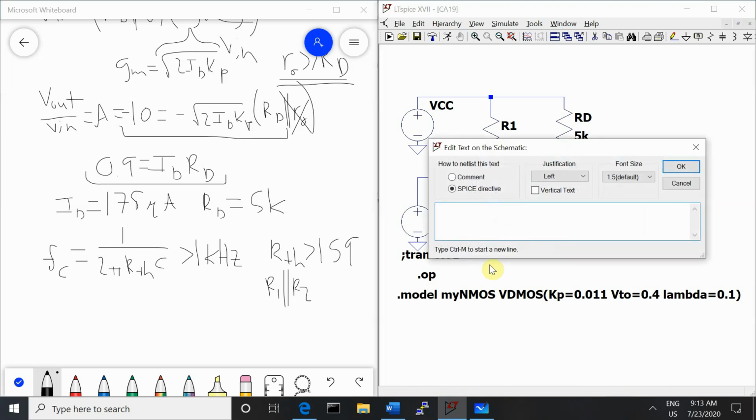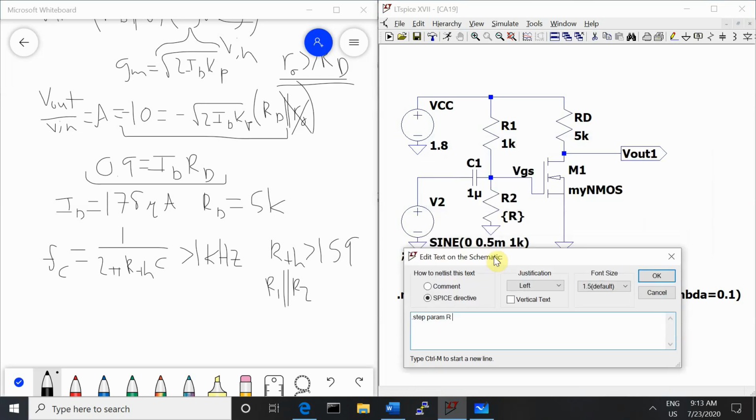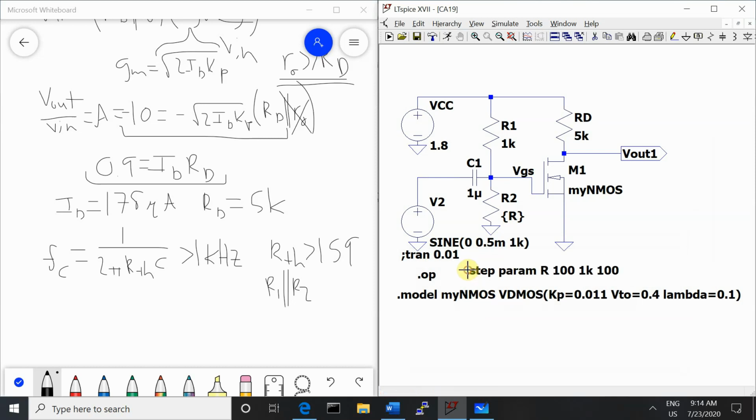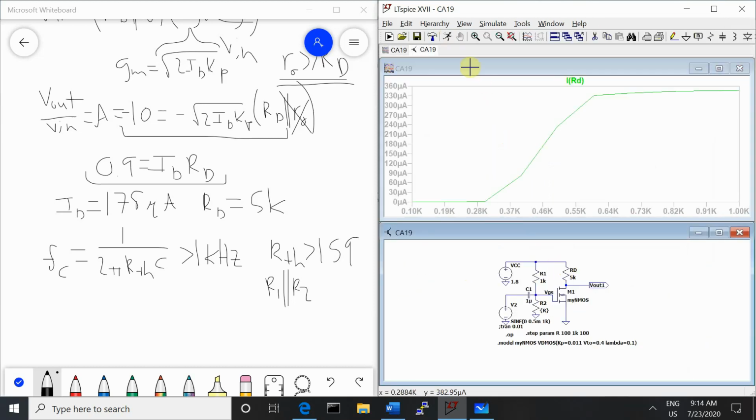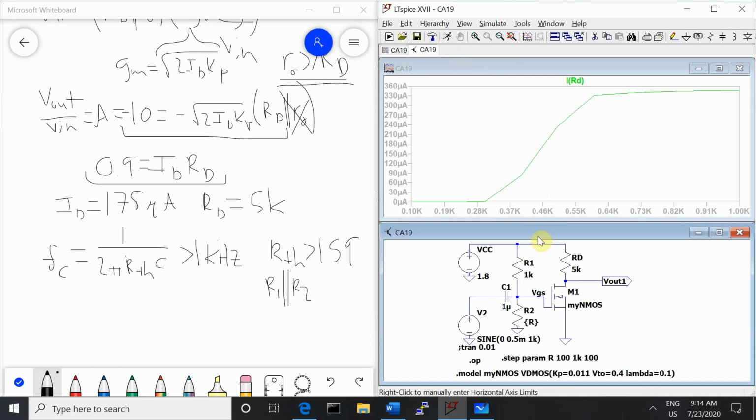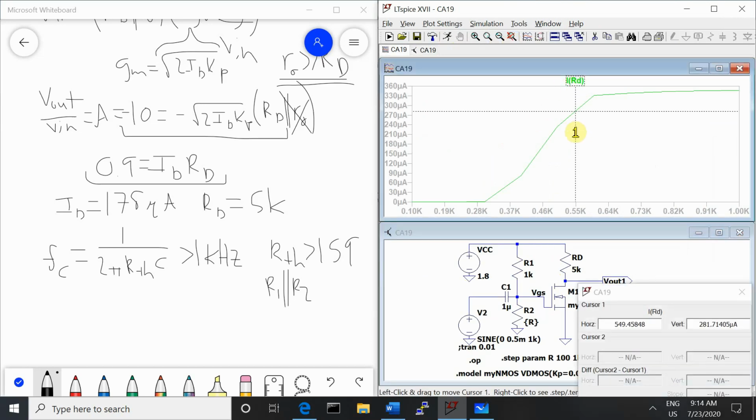So we're going to use another SPICE directive, dot step param, to sweep R2. And so that's dot step param R. So we used R up here. And we'll sweep from 100 to 1K, in increments of 100. We're going to do a DC op point. And we're looking for a current of 178.